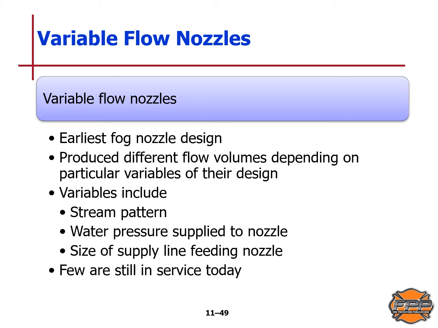Now let's talk about variable flow nozzles. This is the earliest fog nozzle design, and it produces different flow volumes depending on the particular variables of each variable fog nozzle design. These variables include stream pattern, water pressure supplied to the nozzle, and the size of the supply line feeding the nozzle. Few of these are in service today, but in a volunteer fire department or an older department you might still see them.